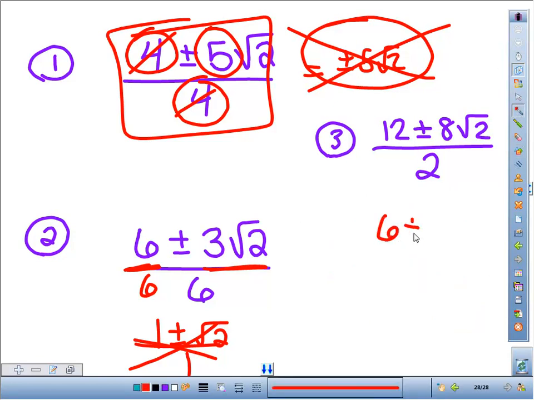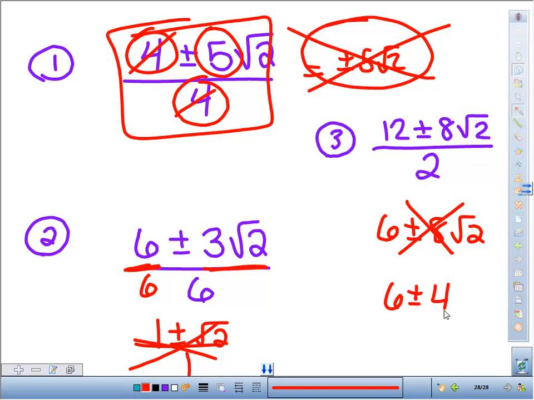All right. And then this last one, again, something you're never going to do is just reduce the first and go 6 plus or minus 8 square root of 2. You're not going to do that, right? Because that is wrong. You have to be able to reduce all 3. So what goes into all 3? 2. So it's going to be 6 plus or minus 4 square roots of 2 is my answer. Not anything funky.